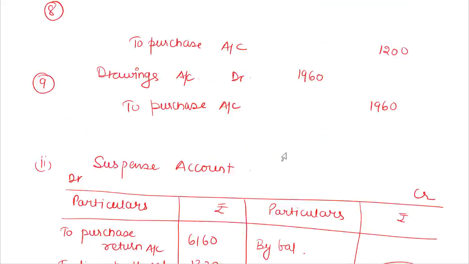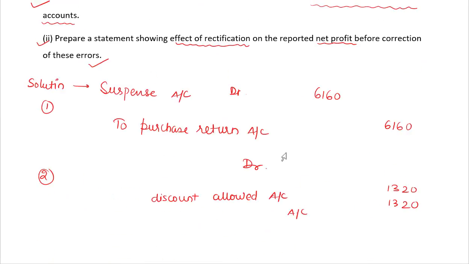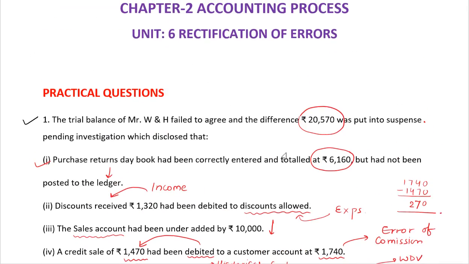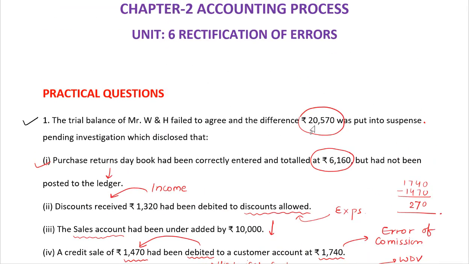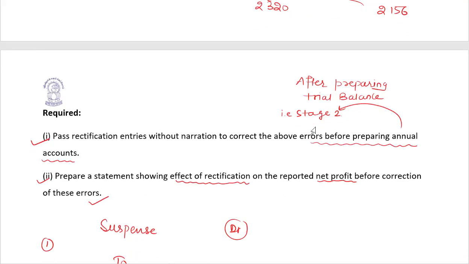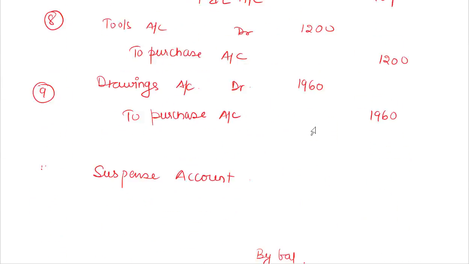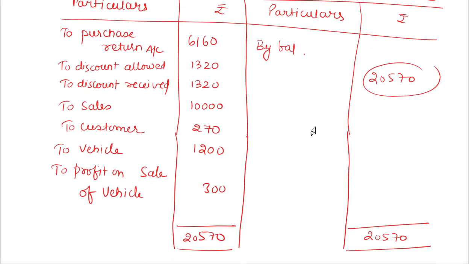Students, as you can see in the opening of this question also, the question told us that there is a difference of 20570 on the suspense account, and we have rectified it by passing the entries on the debit side. So this is by balance brought down 20570, and this is the way it is rectified. I believe you must have understood. Let us shift to question number 2 now.